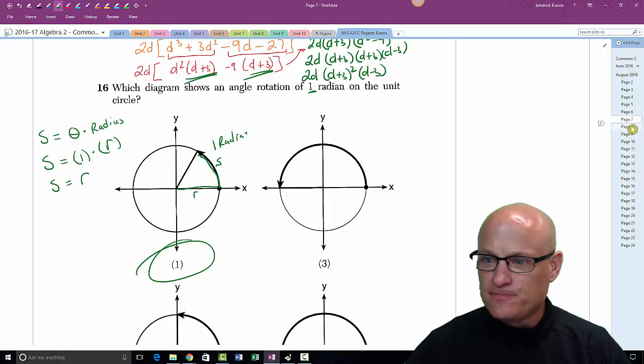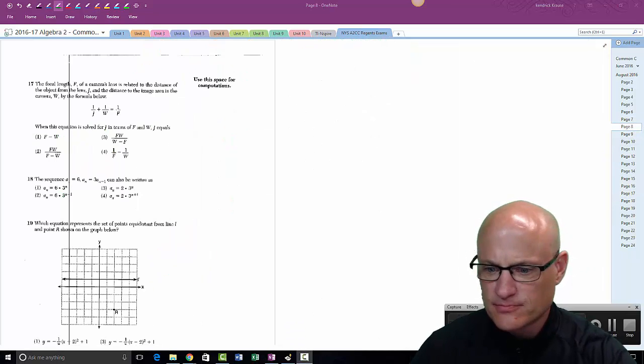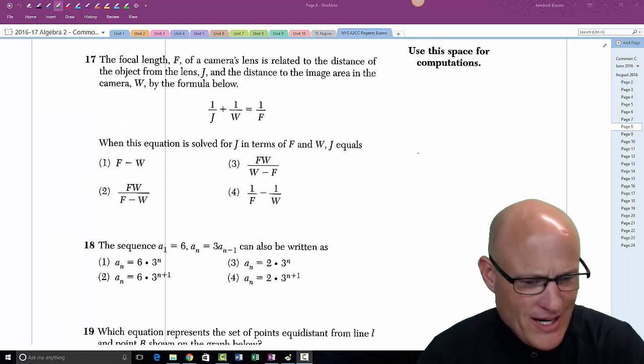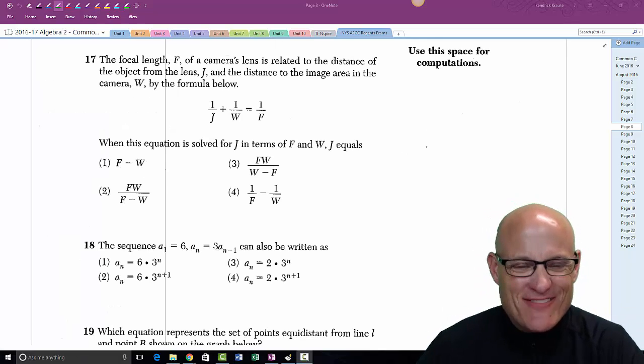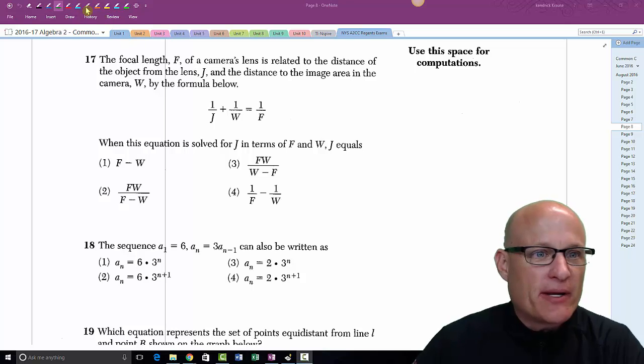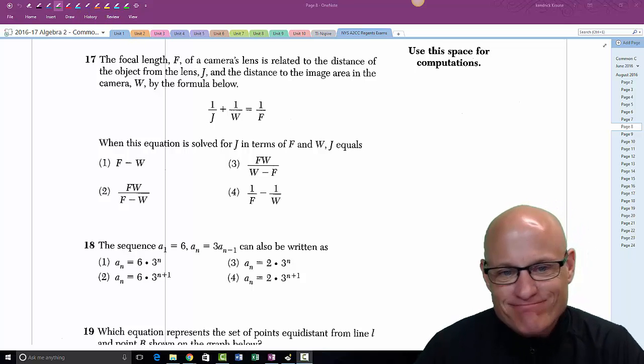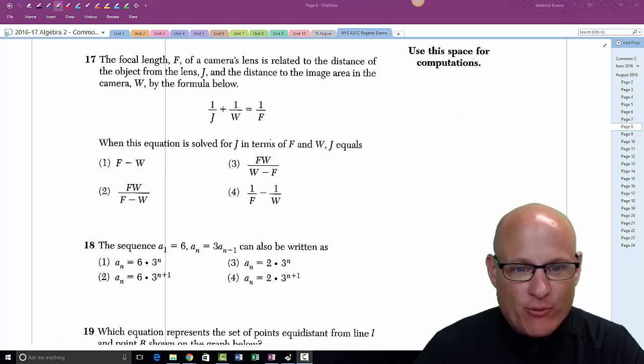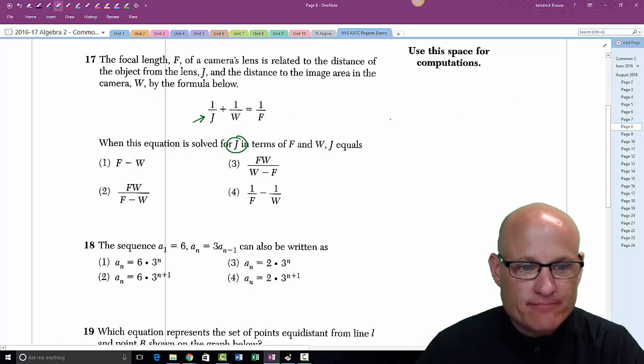Going on to the next page. Alrighty then, I think we're on question 17. We're making some headway, kids. Okay, so we basically got to solve for J. We want to get J all by itself. Right, so there it is, J. I'm done. Not going to happen, kids.